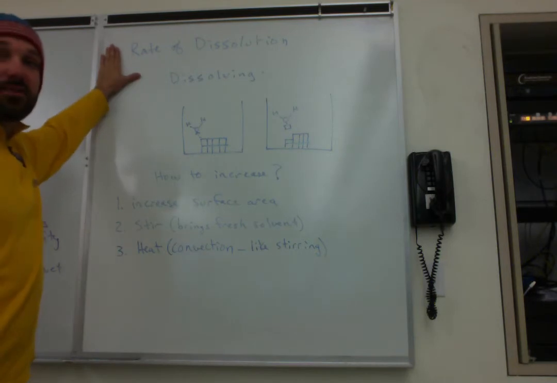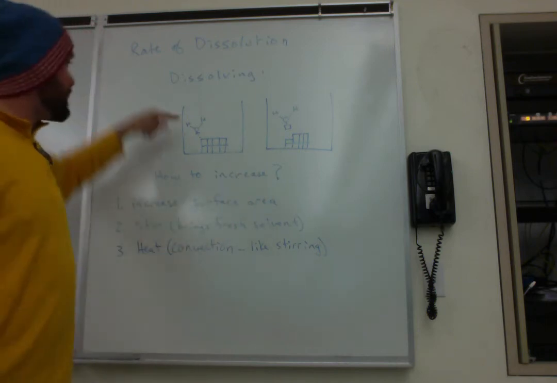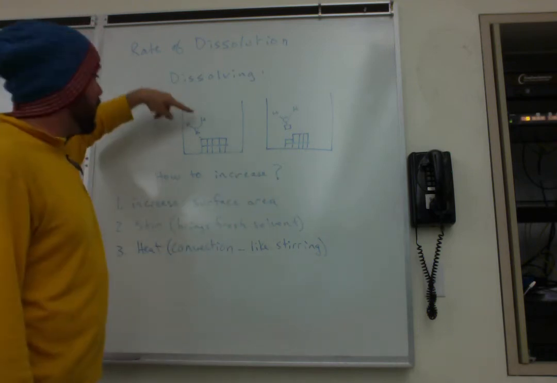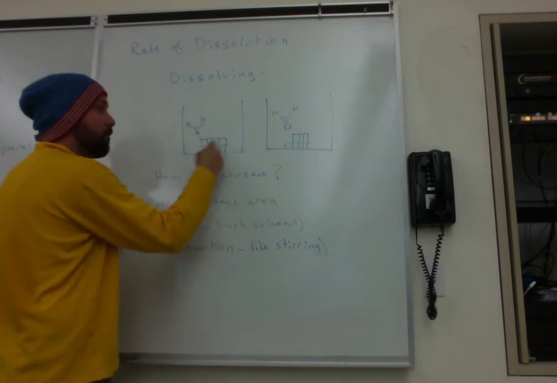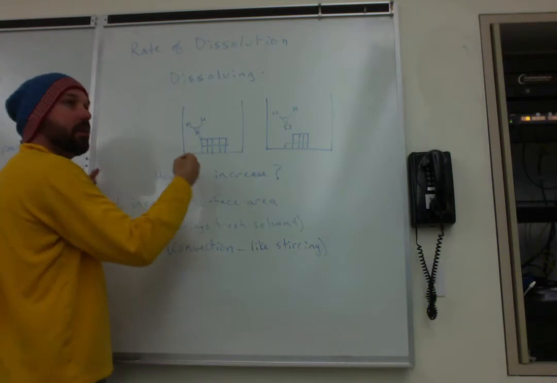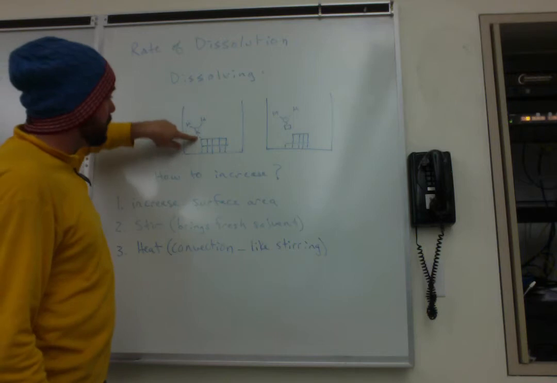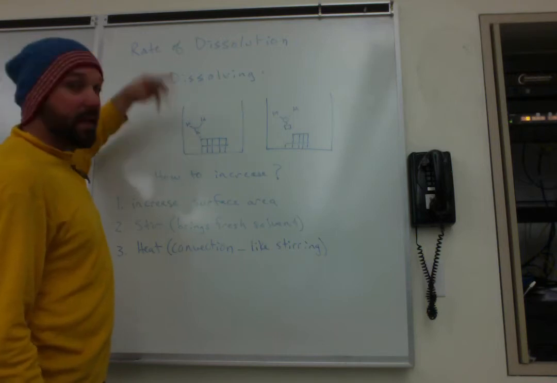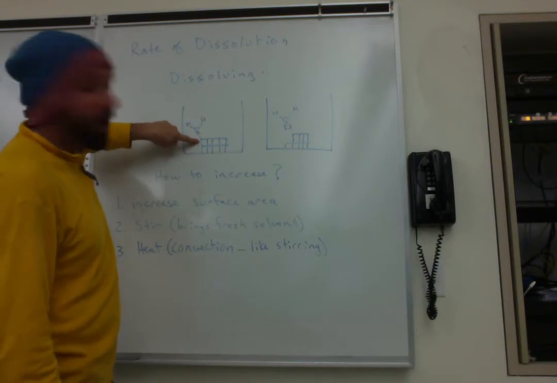Rate of dissolution. Dissolving. What is the dissolving process? The dissolving process is like an example of water. We have this solid here that has multiple parts to it. So imagine these little squares as being parts of an ionic compound. A water molecule will come and attach, well, it may not attach, but make a bond with one of the ions of the ionic compound.